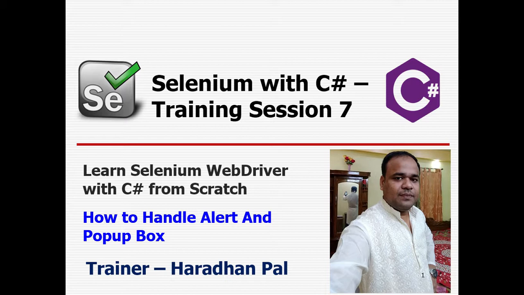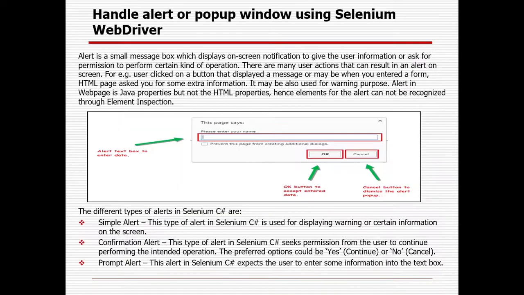In today's session, you can learn what is alert and pop-up box and how we can handle the alert using Selenium WebDriver with C#. So what is alert all about and how we cannot perform the operation on the alert normally. An alert is a small message box which displays an on-screen notification to give the user information or ask for permission to perform a certain kind of operation.